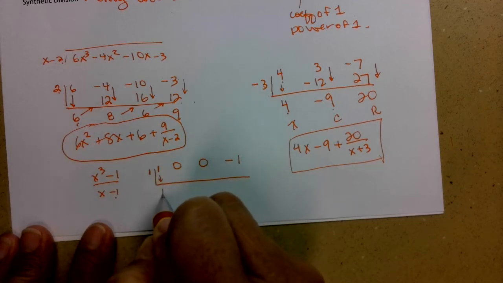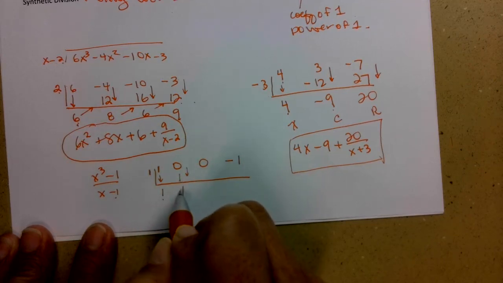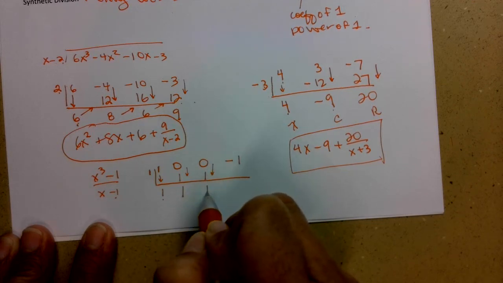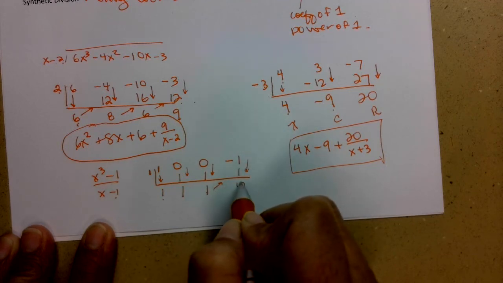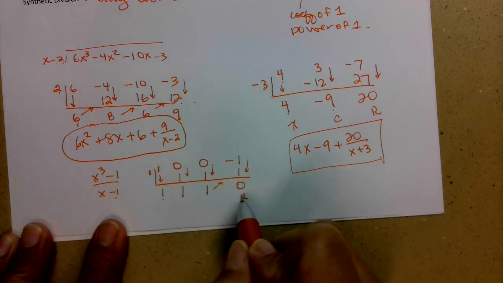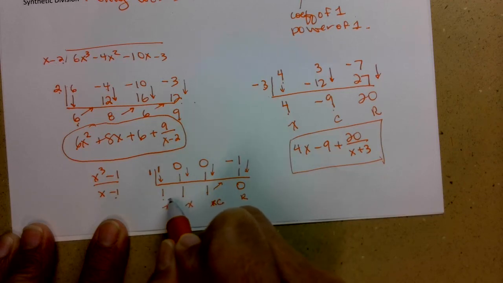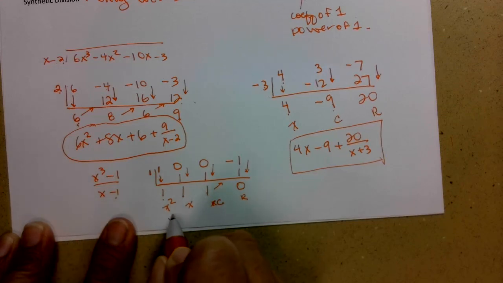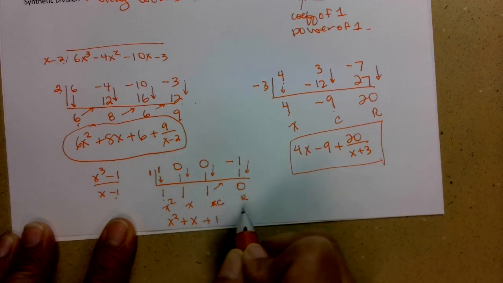First number always drops. And then it's multiply. 1 times 1 is 1. And we add. And we multiply, and it goes up and over. And we add. And we multiply. Up and over. And we add. Oh, remainder of 0. That means it went in evenly. Okay, cool. So then this is my remainder, my constant, my x, and my x squared. So those are the coefficients. So my answer, when I do that division, is x squared plus x, right? 1x squared plus 1x plus 1. No remainder.